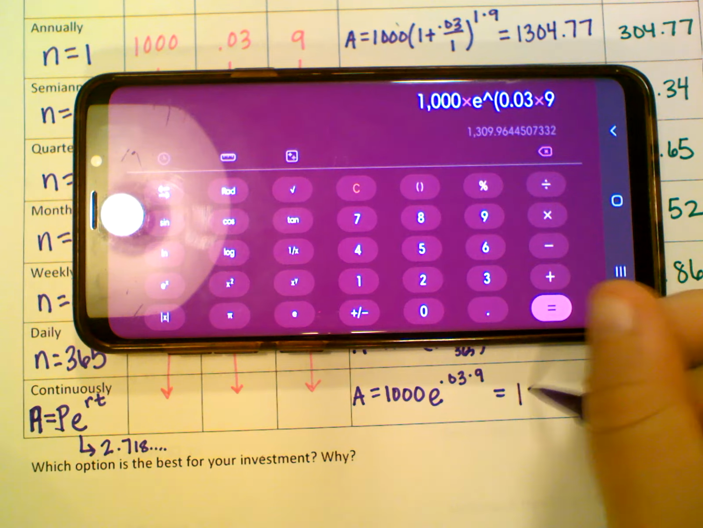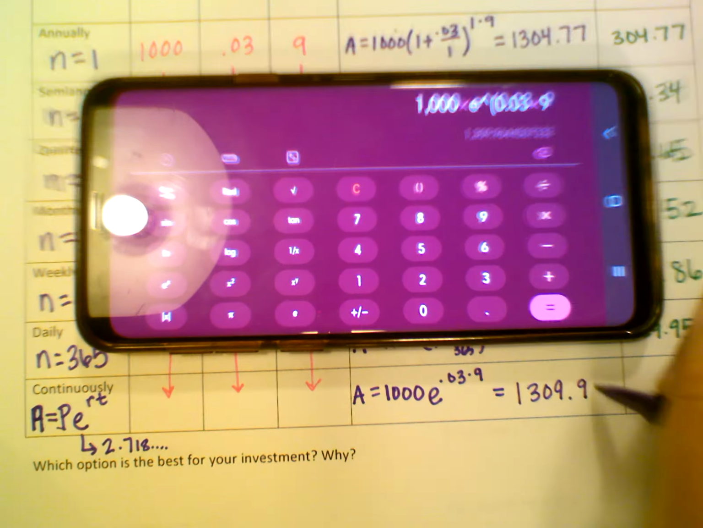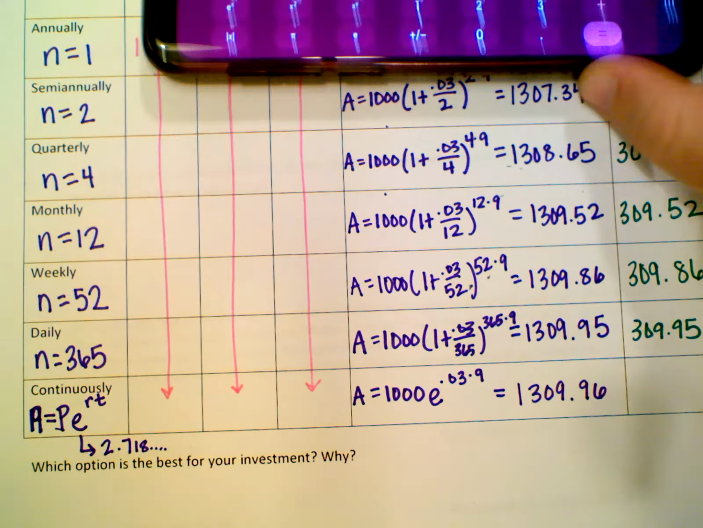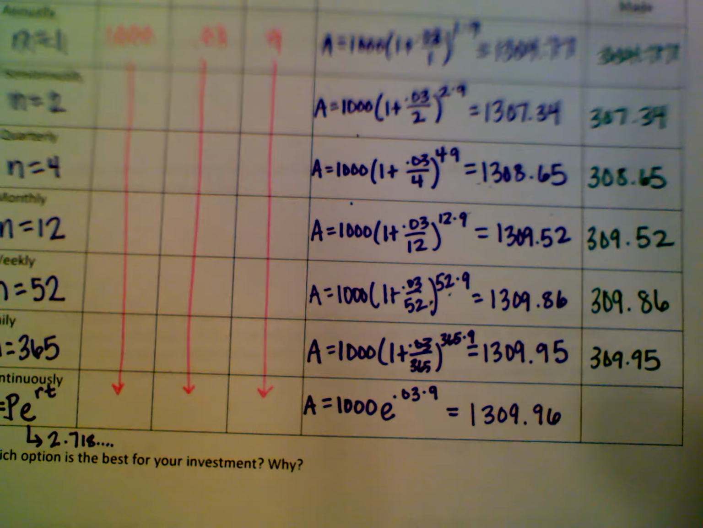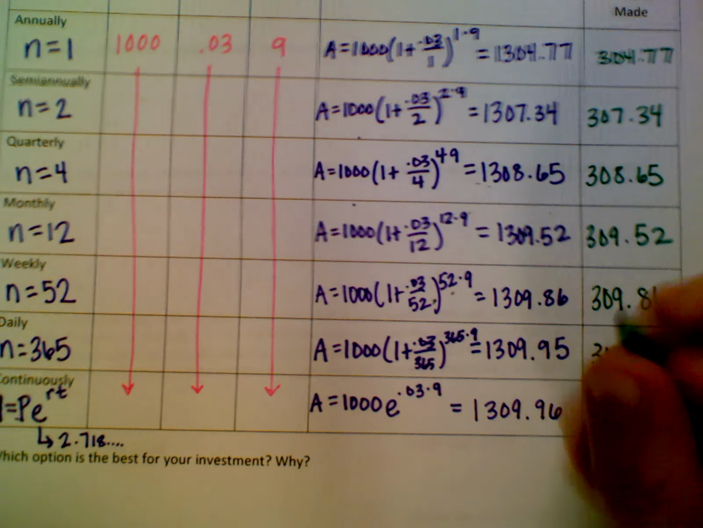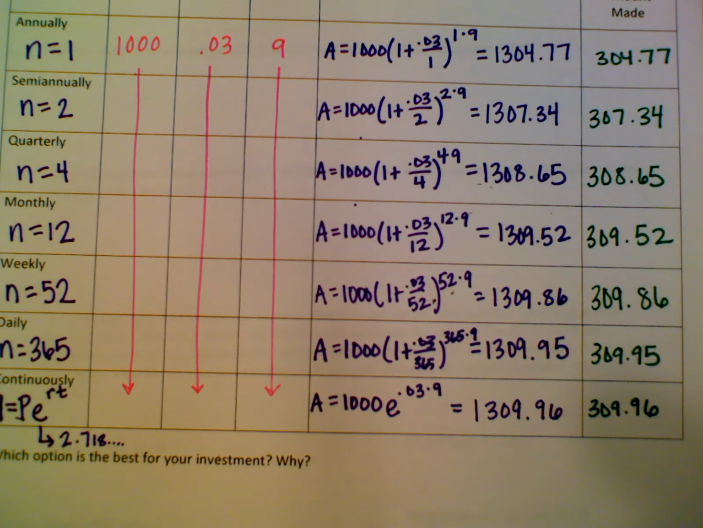And we have 1,309.96. And so guess what? It's actually even better than the one before, just by a penny in this case. But it is in fact better. And so you'd make 309.96 in interest.